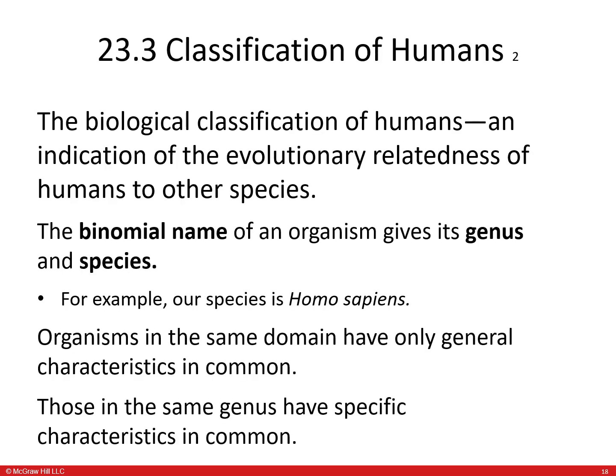So the biological classification of humans is an indication of the evolutionary relatedness of humans to other species. For example, the binomial name of an organism gives its genus and species. Our species is Homo sapiens. Organisms in the same domain have only general characteristics in common. Those in the same genus have specific characteristics in common.